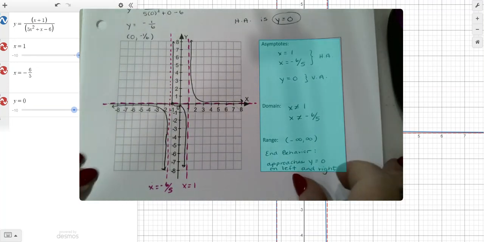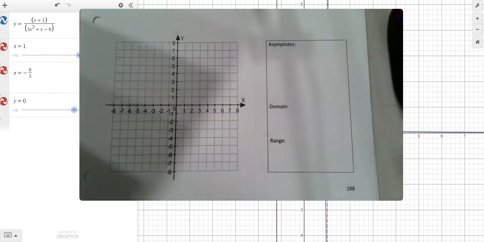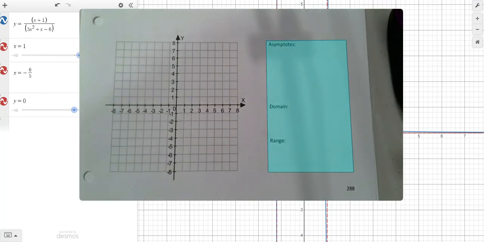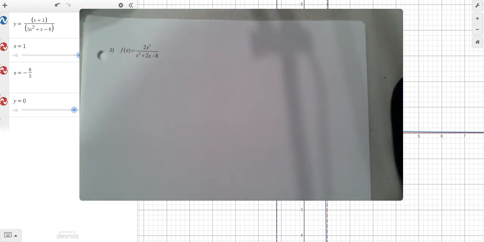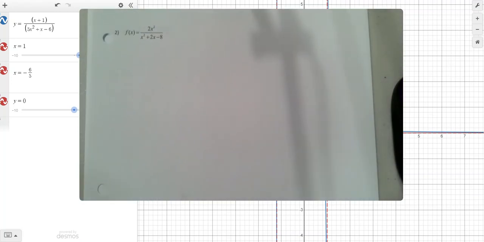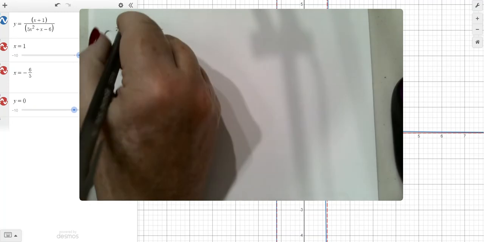All right, let's take a look at another one. All right, here we go. 2x squared over x squared plus 2x minus 8. Once again, I'm going to start with my intercepts.